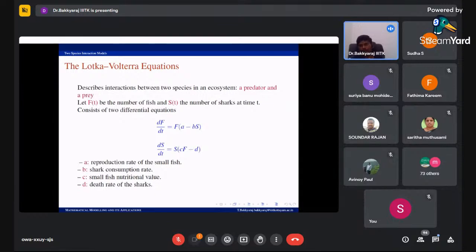Okay, it's a very simple model. We can assume many things so that we get a very simple model, but if you add more constraints and consider more things, then more parameters will come and the model will become complicated. But this model itself is a nonlinear coupled system. Okay, so this is the two species interaction model, and it is what is called differential equation modeling.